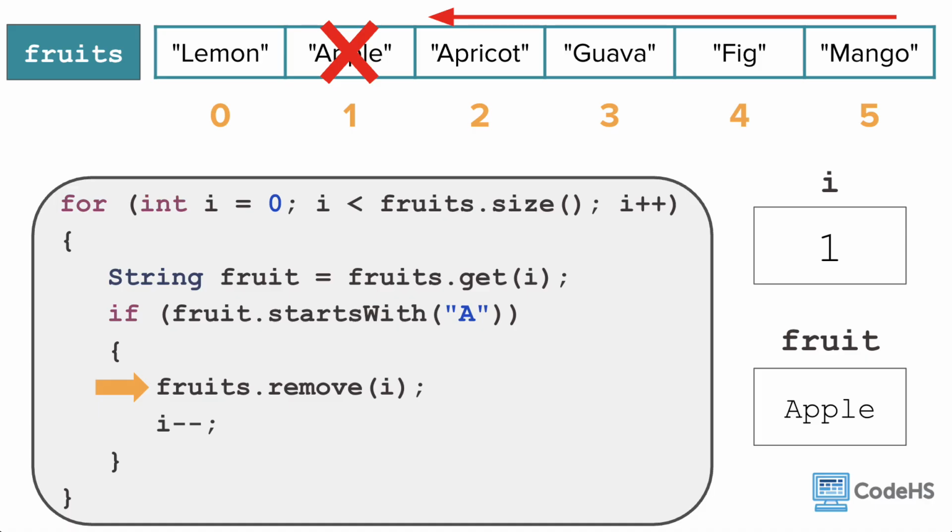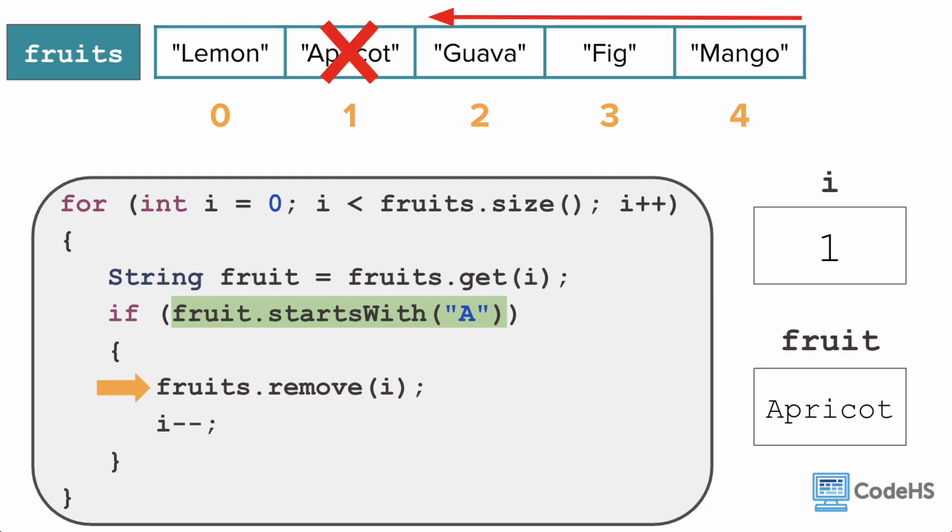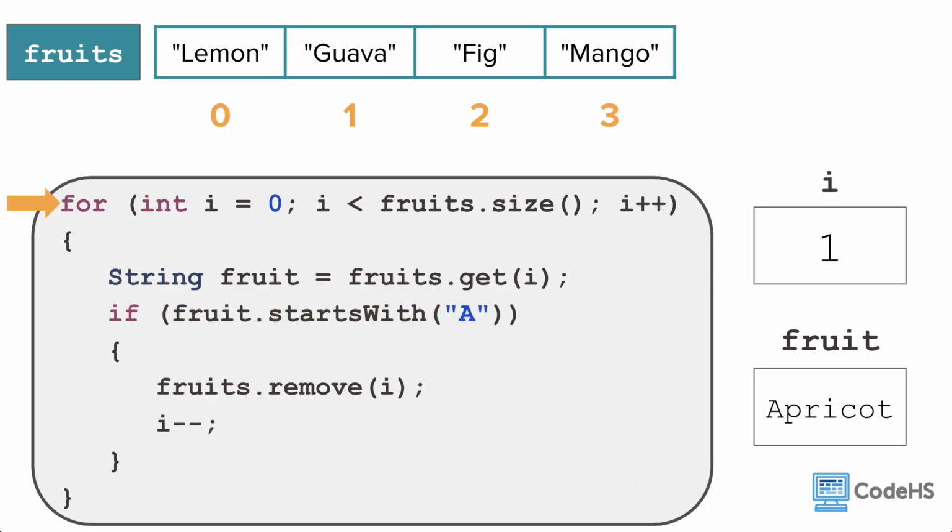Apple is removed and all values above index 1 shift downward, resulting in this new structure of the fruits array list. Now, instead of hopping back up to the for loop and increasing i by 1, we decrease i by 1 first. Now, i is back down to 0. Back to the for loop header and i increments by 1 to become 1. Fruit is assigned the value at index 1, which is apricot. Apricot starts with A, so the remove method executes. Apricot is removed, and all elements at indexes higher than 1 move downward. i decreases by 1, and the for loop continues through the remainder of the array list.